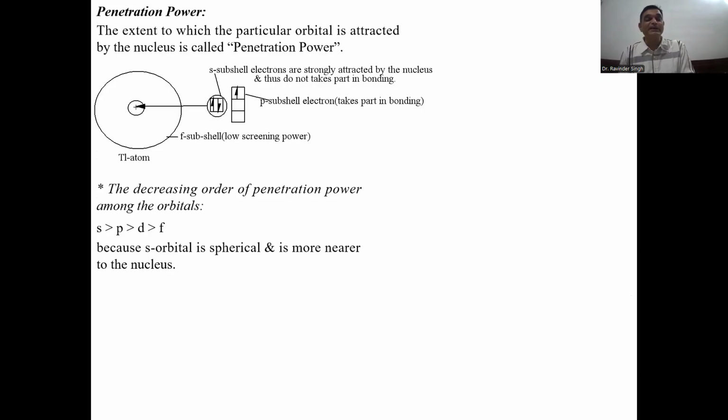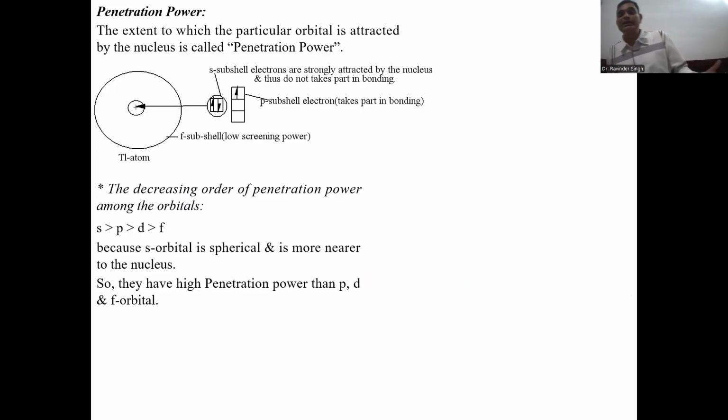Because s is spherical in shape and is nearer to the nucleus. Because of that reason, the penetration power of s is much greater than that of the p, d and f subshells. Okay, so the penetration power of the s orbital or subshell is greater than that of the p, d or f orbitals. So that is about the penetration power. You have to learn that particular point.